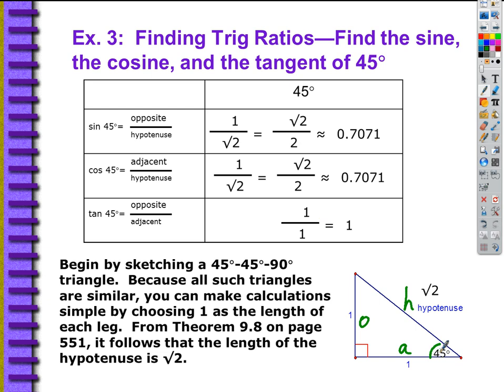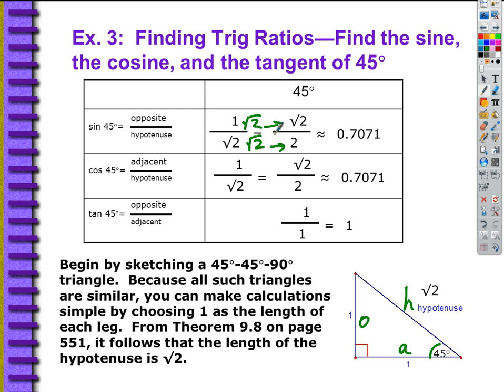If I take the ratio of sine of 45, that's going to be 1 over the square root of 2. If I take cosine of 45, I get 1 over the square root of 2. I can't leave a radical on the bottom, though, right? So I'd multiply top and bottom by the square root of 2 to give me a 2 on the bottom and a square root of 2 on the top, right?